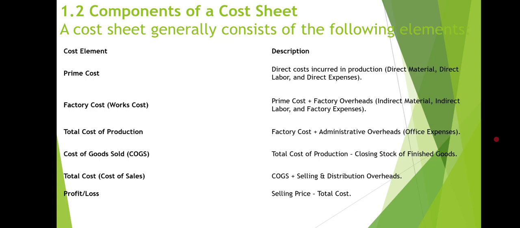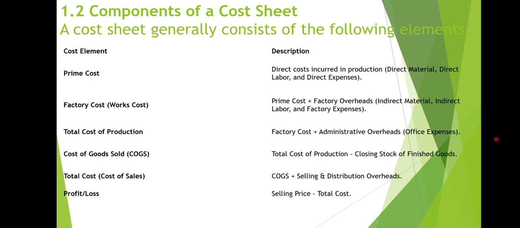We want to make a laptop. So we need a material for a laptop, and we also need an engineer and laborer who can connect all the parts of the laptop. And we also need expenses, we also need money for repairing, for maintaining all the things. Okay, so this is called prime cost.